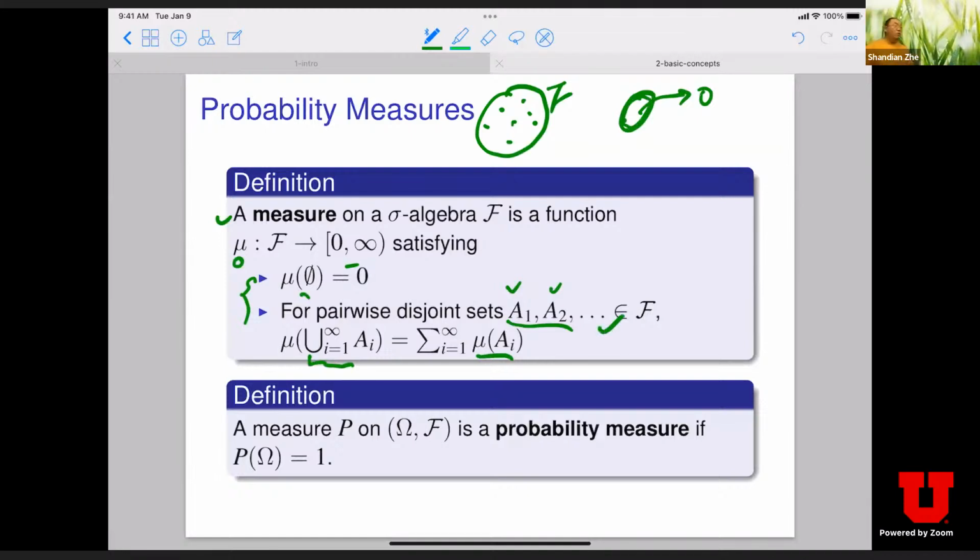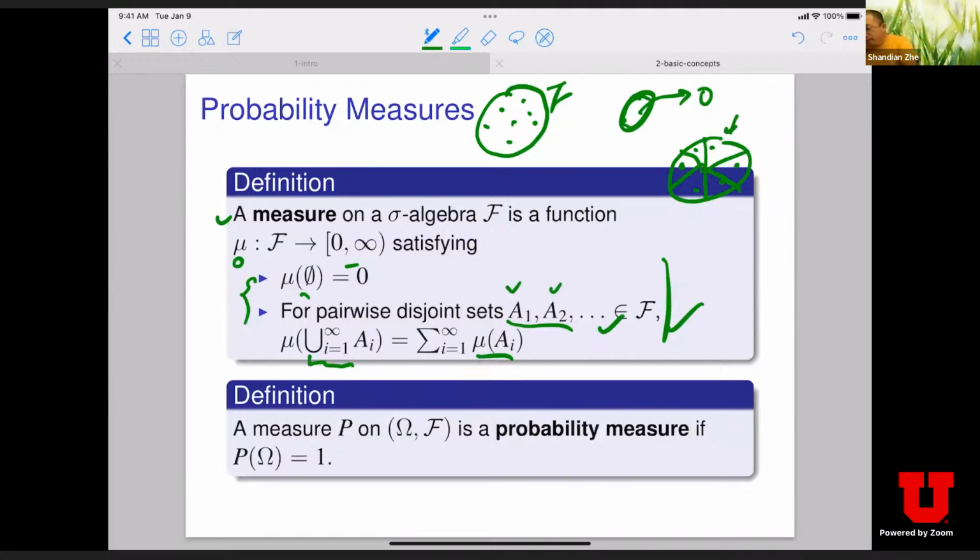So intuitively, a good measurement must satisfy the following properties. First, if your set is empty, meaning it doesn't contain anything, then your measure must be 0. And if the set that you want to measure can be partitioned into disjoint subsets, then the measure over the whole set must be the summation of the measure of each individual set. That's why this is defined like this. Does it sound reasonable?